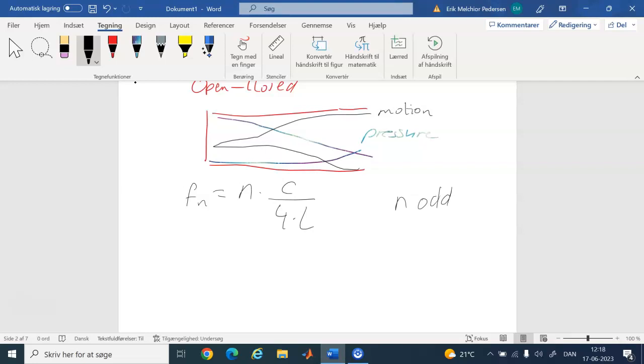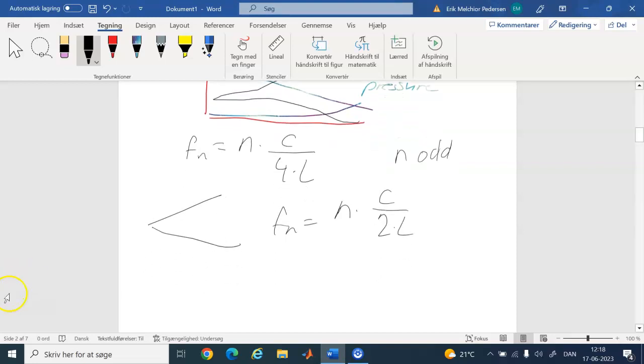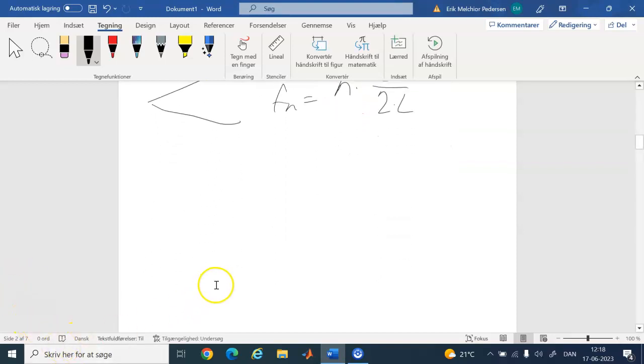Then we have a cone. You also get f_n is n times c divided by 2L. Yes. In a flute, the correction terms are more complicated, because it also depends on the tone holes, if they are open or closed. There are some extra corrections, some terms for this also.